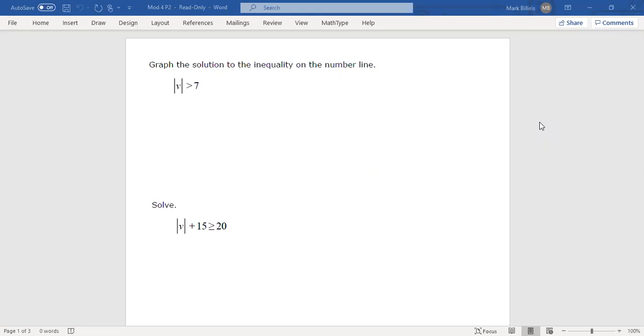So in this case, we have the absolute value of v is greater than 7. To solve this, we start by putting v is greater than 7. And then remember, we have to deal with the negative 7. So here we're going to have v is less than negative 7. Notice the sign switched because we're taking the opposite or applying the negative. So our two solutions would be v is greater than 7 and v is less than negative 7.